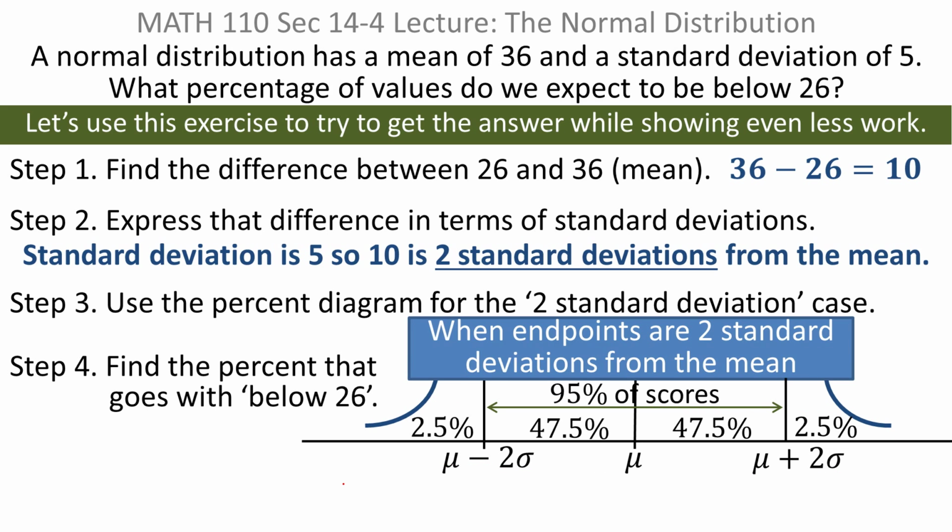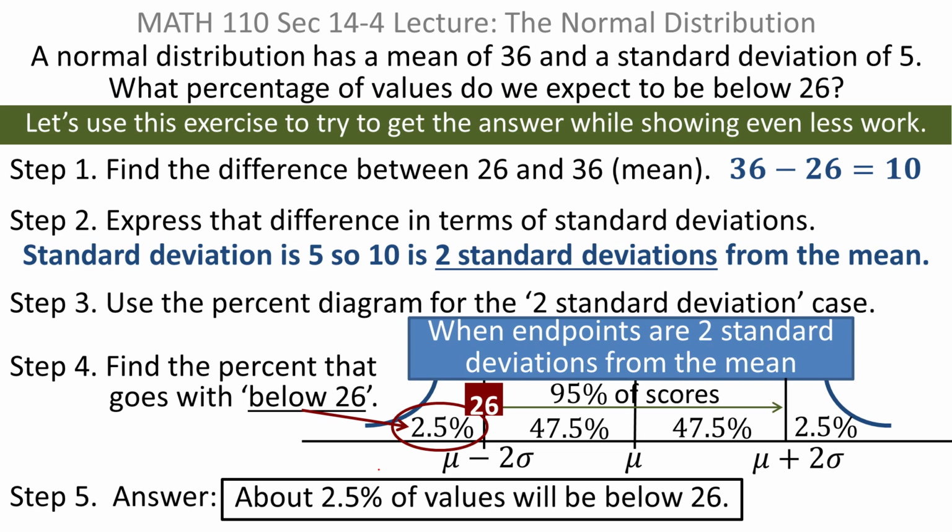And now we just want to find the percent that goes below 26. Well, remember, the 26 is on the far left, so the number that's going to be below that will be related to 2.5%. The final step will be to say that about 2.5% of the values will be below 26.